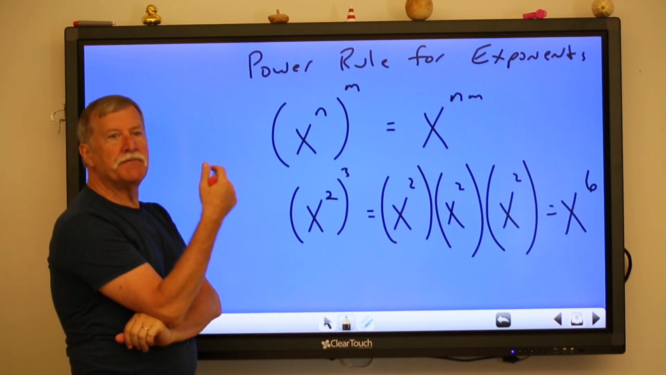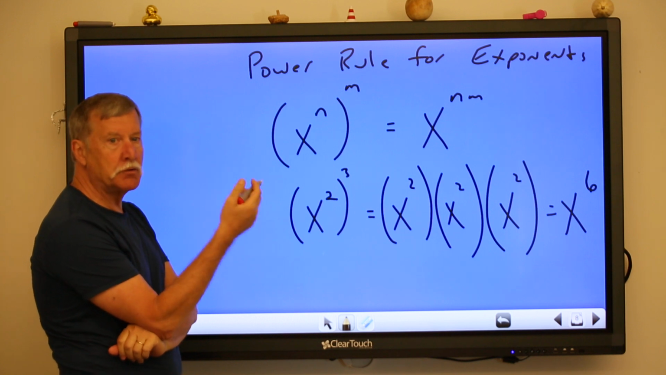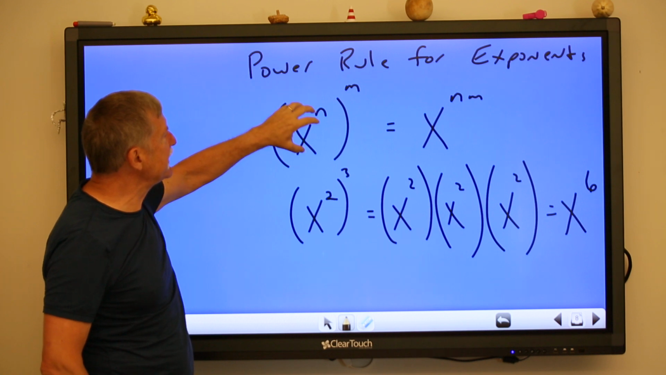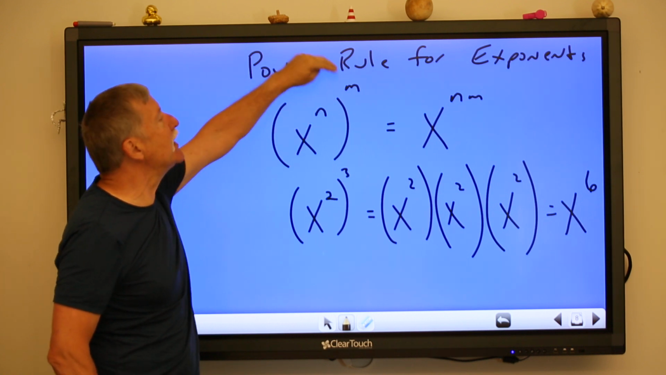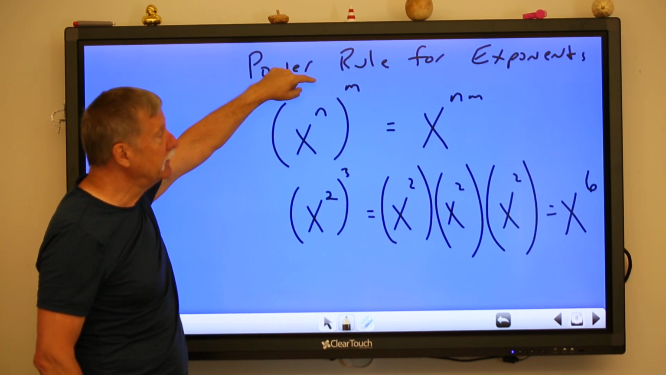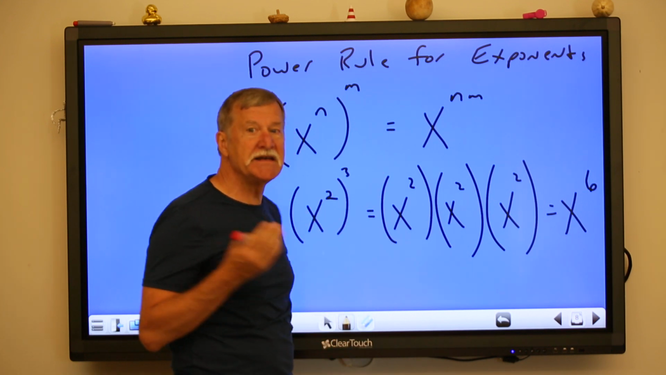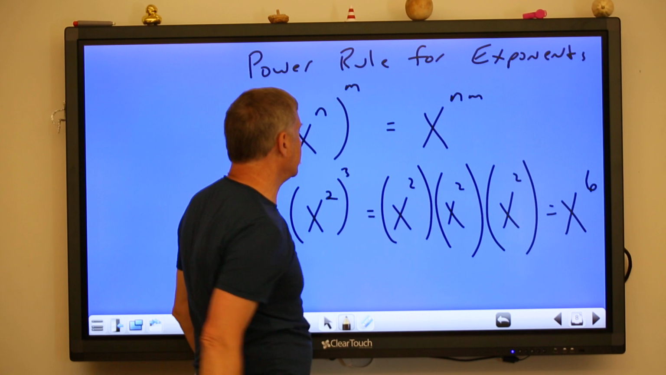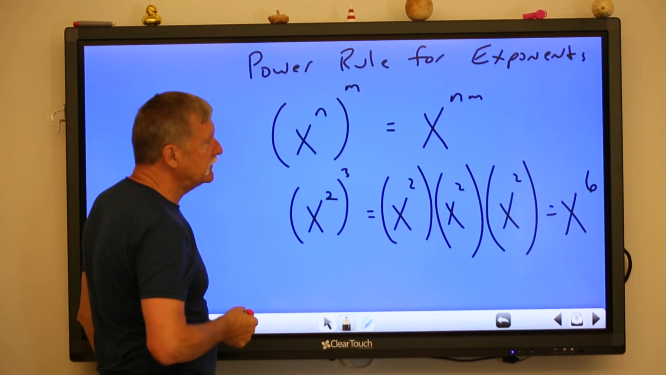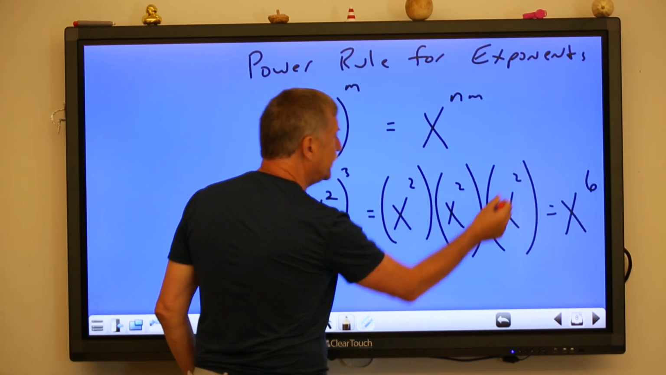Now, we've talked about the product rule for exponents. There is now a power rule, which says that if I've got x to the n power, and I raise what's inside the parentheses to another power, x to the n power to the m power, the answer is the product, multiplying the exponents and not adding them, n times m. Why does that work? Because if I got x squared to the 3rd power, well, think about what that means. That means I've got x squared repeated 1, 2, 3 times, right?